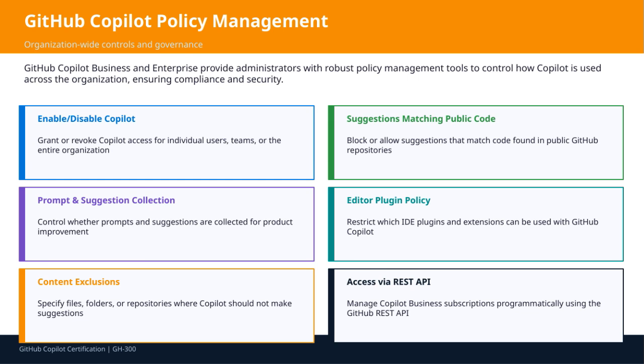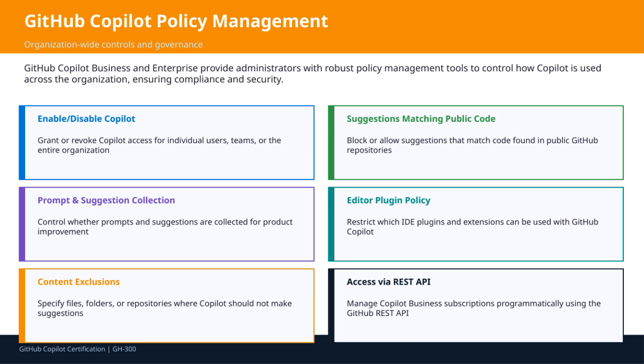Another important control is around prompt and suggestion collection. Administrators decide whether data from prompts and suggestions is gathered for product improvement, balancing privacy and product development needs. Additionally, editor plugin policies allow restricting which IDE plugins and extensions can work with Copilot, adding another layer of security. Content exclusions let you specify files, folders, or repos where Copilot should never provide suggestions, protecting sensitive or proprietary code.